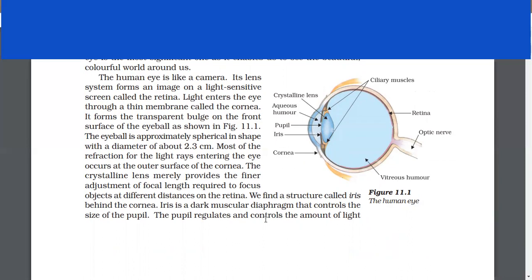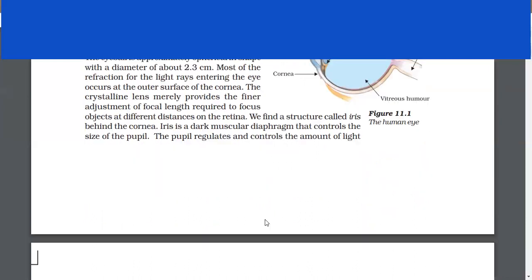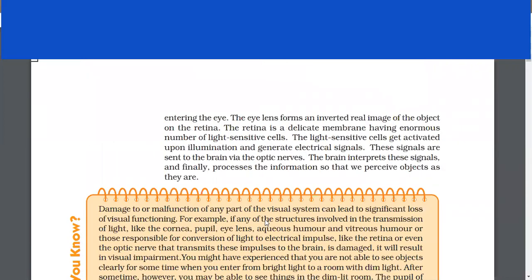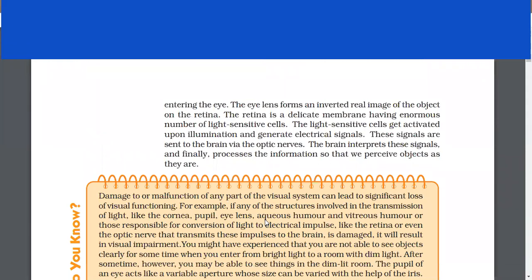Iris is a dark muscular diaphragm that controls the size of the pupil. The pupil regulates and controls the amount of light entering the eye. The eye lens forms an inverted real image of the object on the retina.